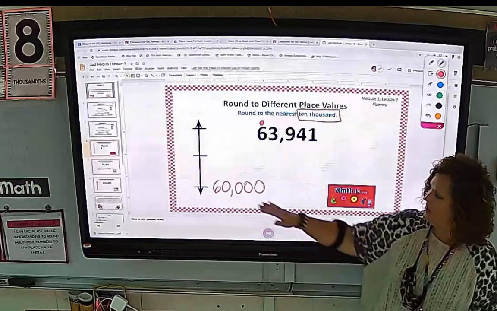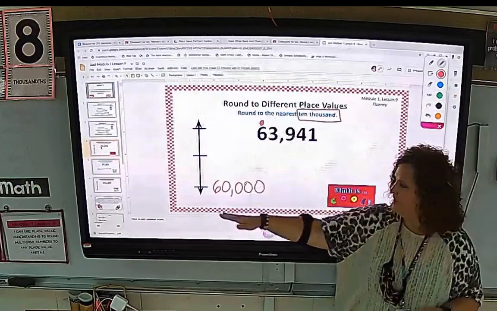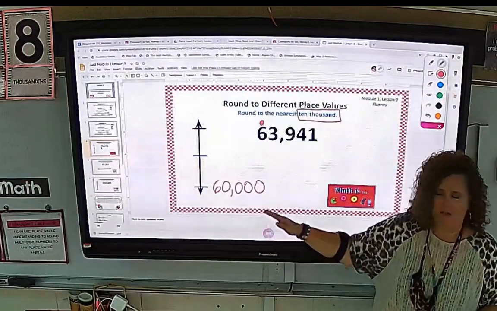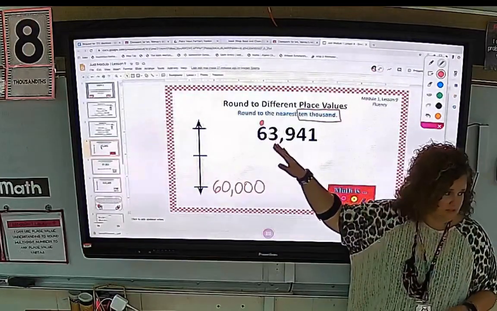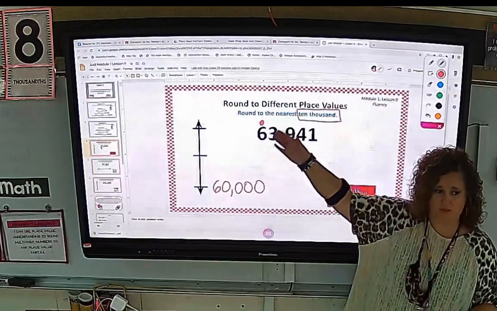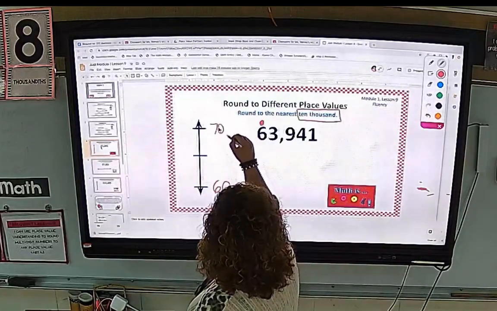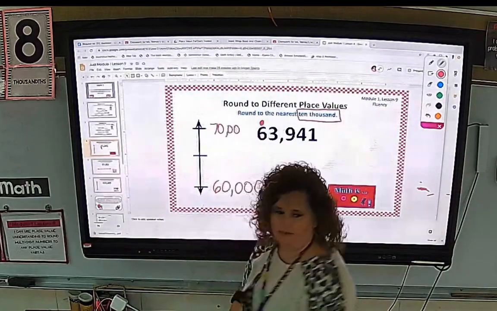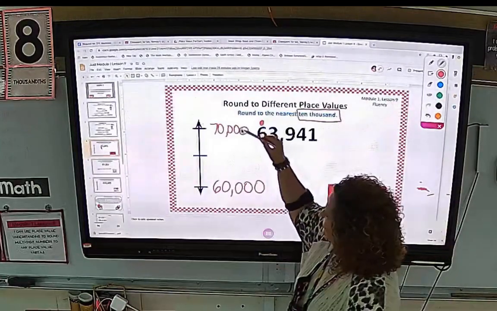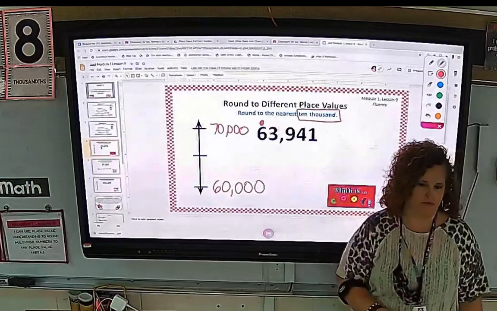Okay, remember, our numbers on this number line have to be close to this. So if you accidentally wrote 3,000 or 6,000, that is not even close to this, is it? So you know that can't be right. What's one more 1,000? I said that wrong, didn't I? What's one more 10,000? You have to separate these by however much they're wanting you to round by, okay?